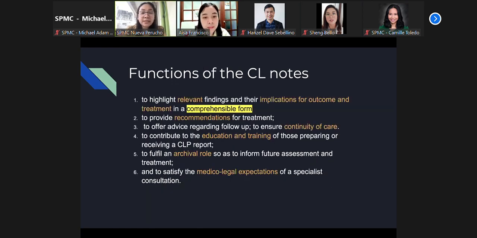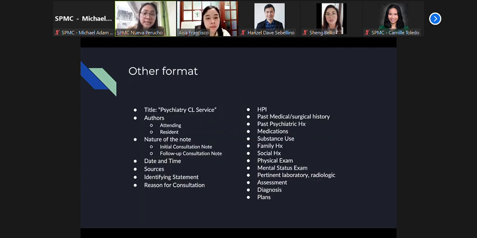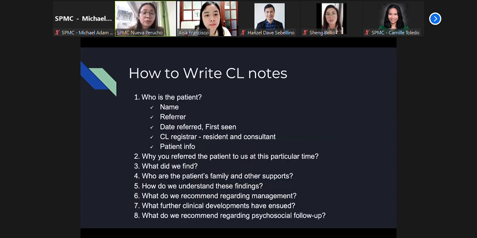So comprehensible in this case is not just how we write, but it also pertains to how it is being understood by the consultee as well. While we may write our CL notes like how we write our psychiatry history in the OPD, since it's also our role to have the consultee understand from our perspective the linkages between the psychiatric and the medical issues, we may want to consider doing it in this kind of format.